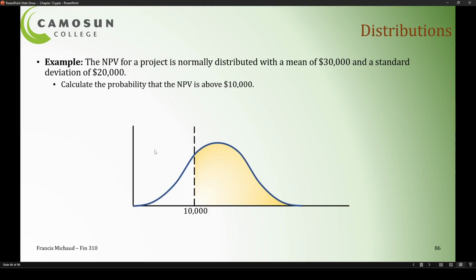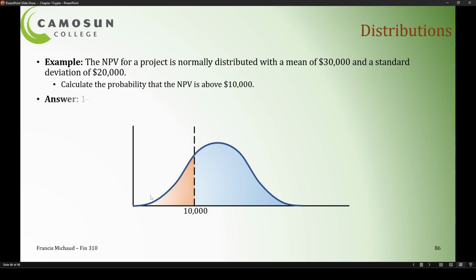We have a problem here. Excel cannot give us this area. We cannot ask Excel to directly calculate this area. Excel can only calculate area to the left of a value, right? But the good news is we can take the whole area underneath the curve, that's 100%, and we can subtract the area to the left of the 10,000 value here, and that's going to give us what is left in blue here, and that's all we have to do in Excel.